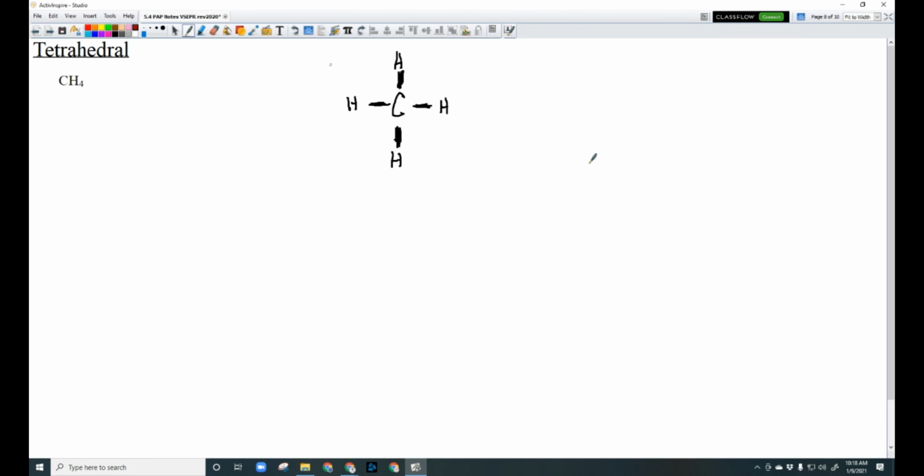Now, occasionally you're going to see something you would not be required to know how to do, because this is what's called an expanded octet. And I think there's an example of this on your problem sheet. Xenon tetrafluoride. It gives you the Lewis structure for this, and it says, what is the hybridization on this?